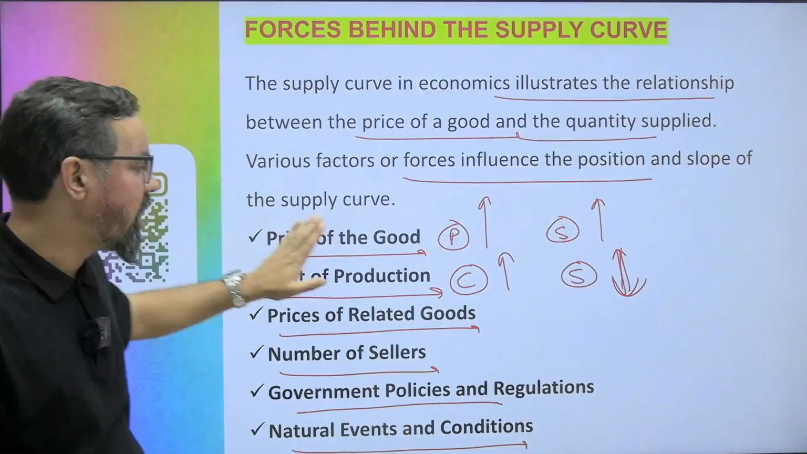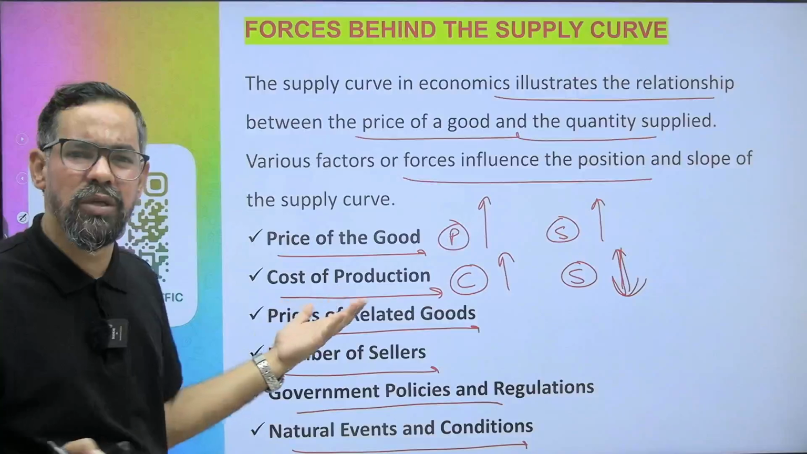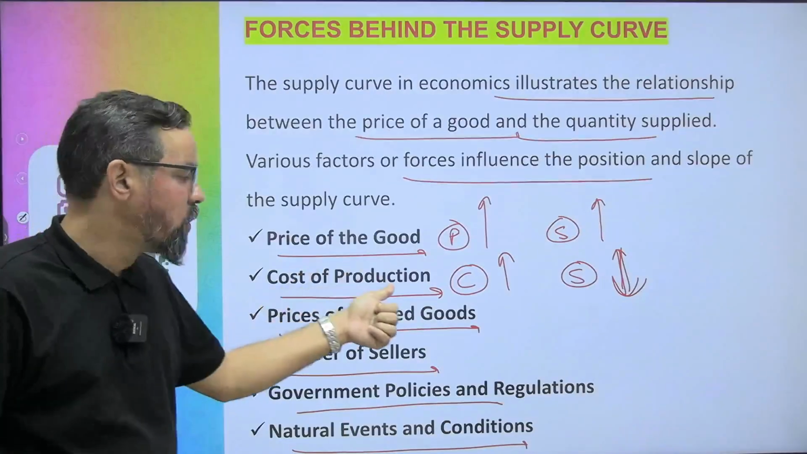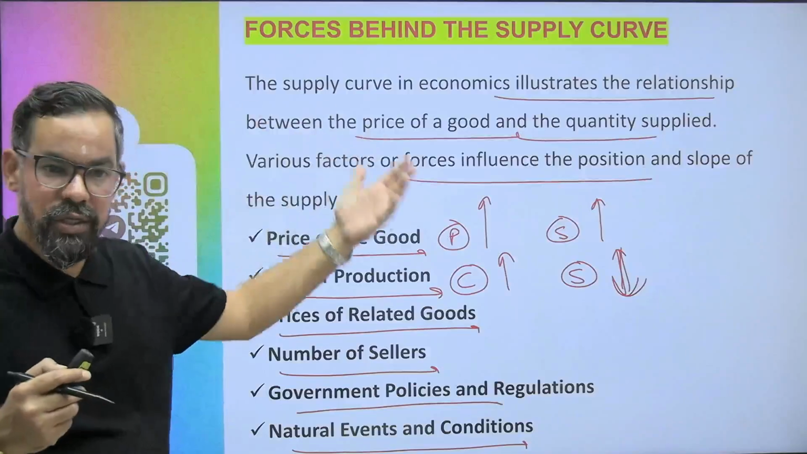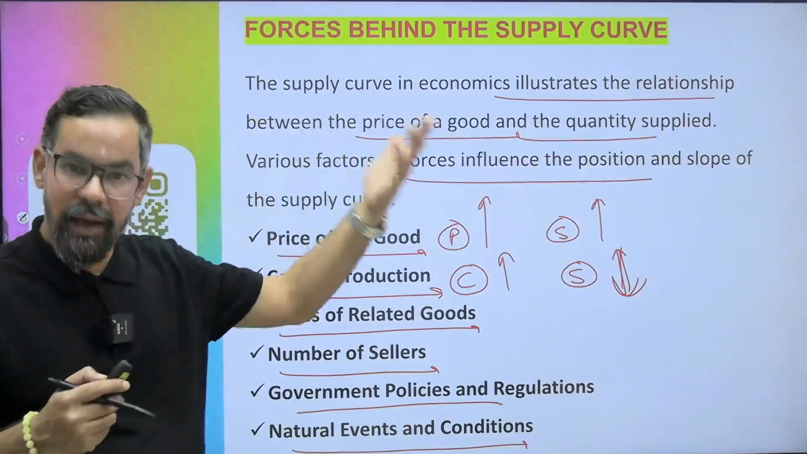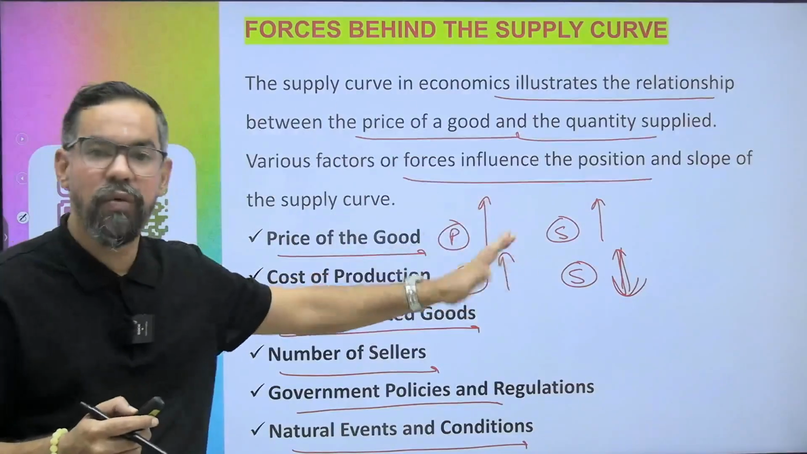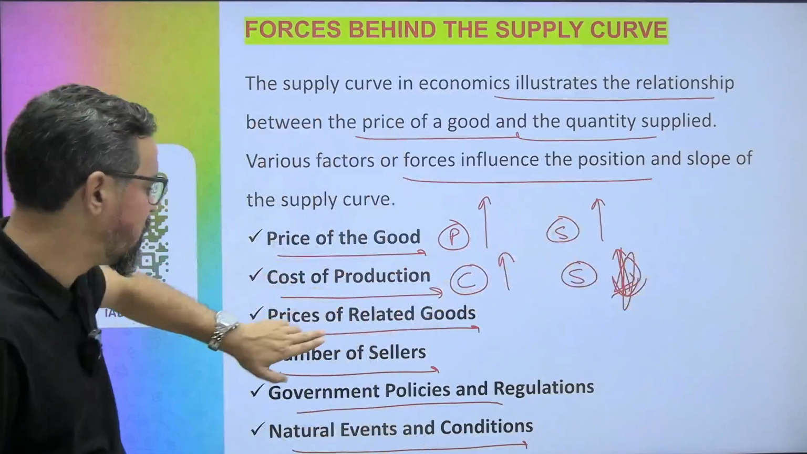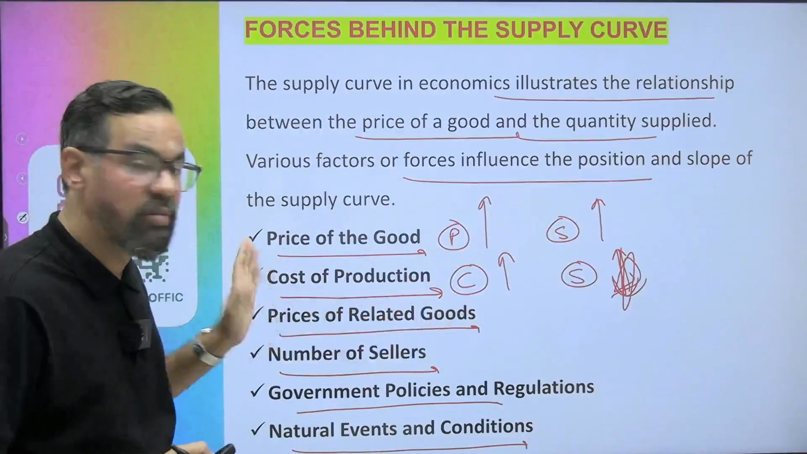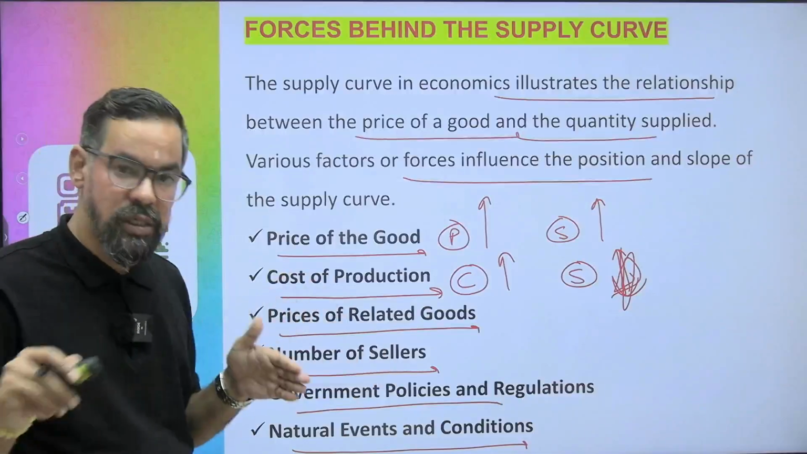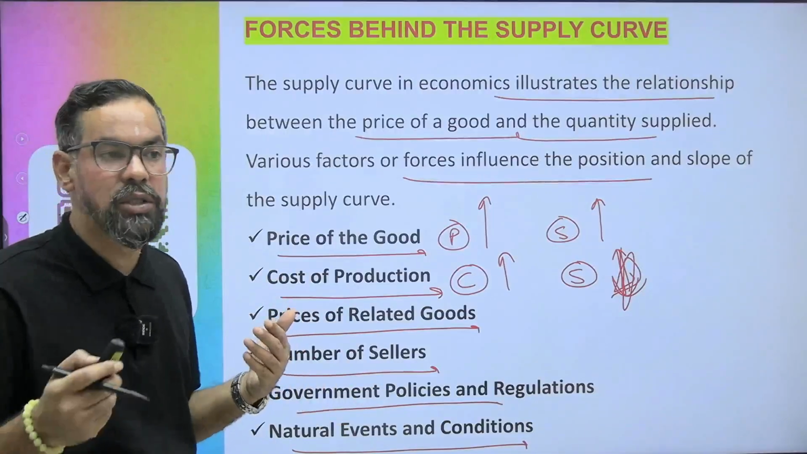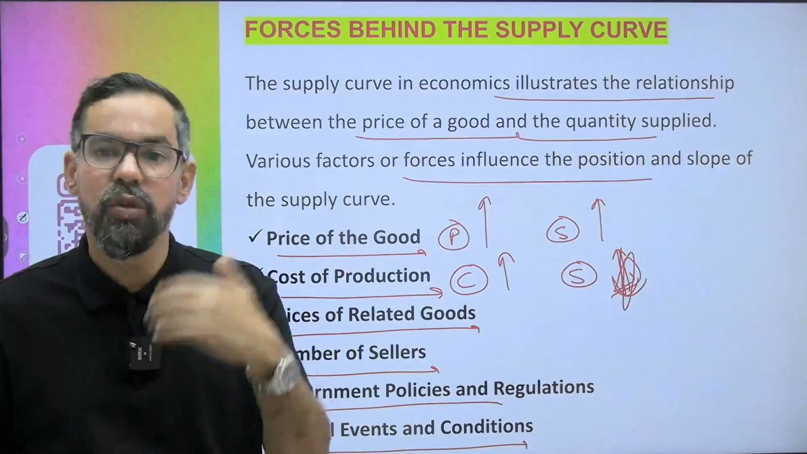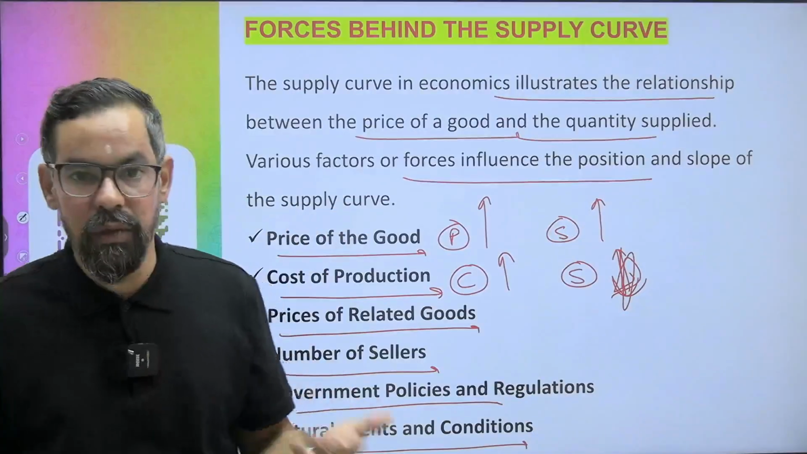Factors: we have the price of goods, like at a higher price we want to supply more. Cost of production: if the cost of production is high, we want to sell the product at a higher price, and if it is low, we want to sell at a lower price. That is the correct way to interpret it. Price of related goods sometimes also affects our decision making. Let's say if complementary goods increase their prices, we can also increase ours. If they decrease, we have to decrease.